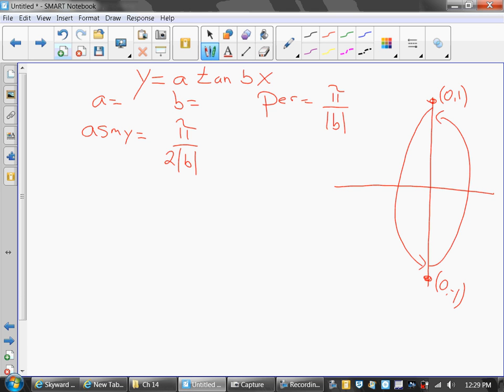No, the period is still absolute value, because you can't have a negative time. Does that make sense?